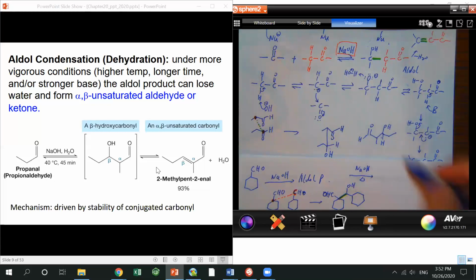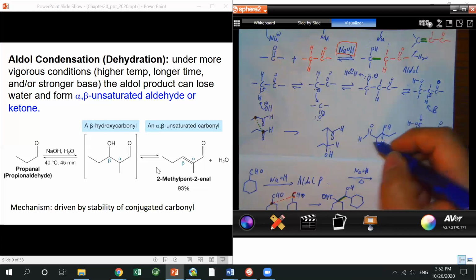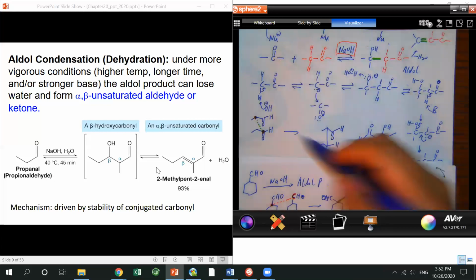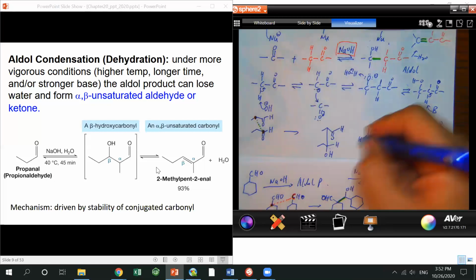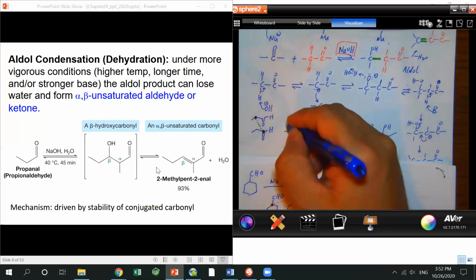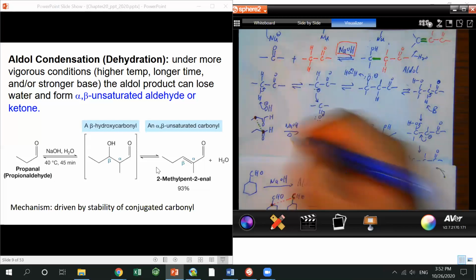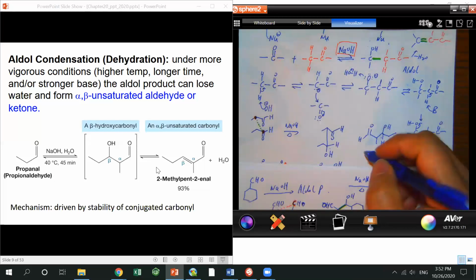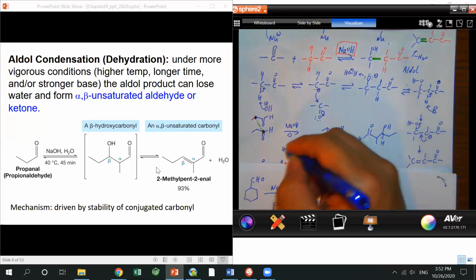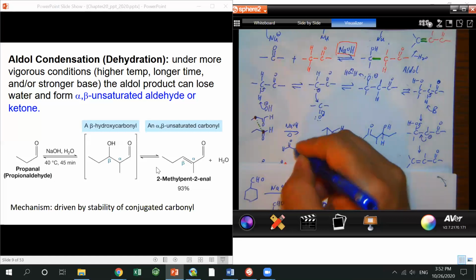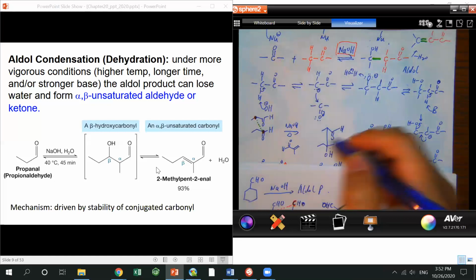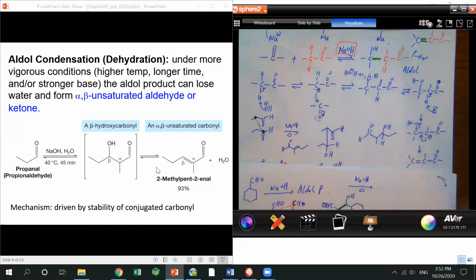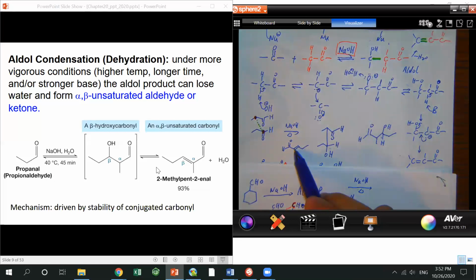For example, for this question, if I ask for NaOH and then heat, you need to show me the dehydration product, something like this. You pretty much lose one hydrogen on the alpha carbon and then lose the OH group, so you build a CC double bond.